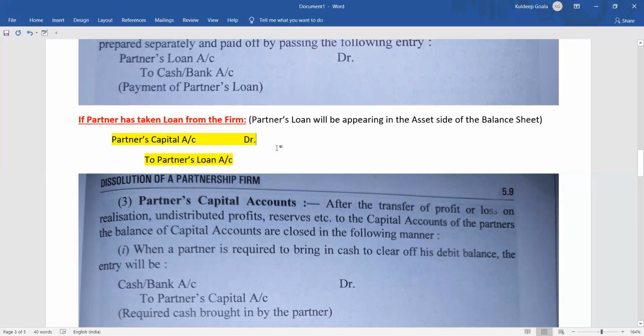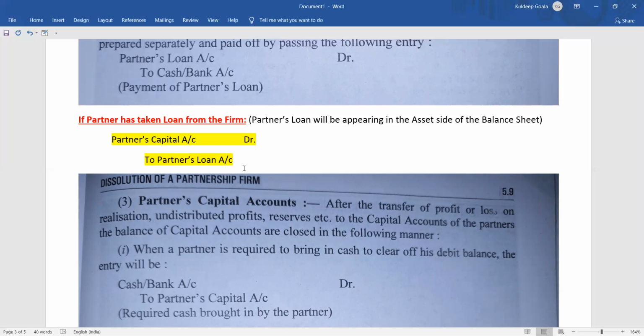If the partner has taken loan, it will appear in the asset side of the balance sheet. And how will you take it? We have to close it because it is appearing in the asset, means it is showing debit balance. So you have to close it by crediting it. So partners loan account will be credited, and where from will we take it? From the partners capital account. That is why partners capital account will be debited. So partners capital account debit to partners loan account if the firm has given loan to the partner or the partner has taken loan from the firm, same thing.